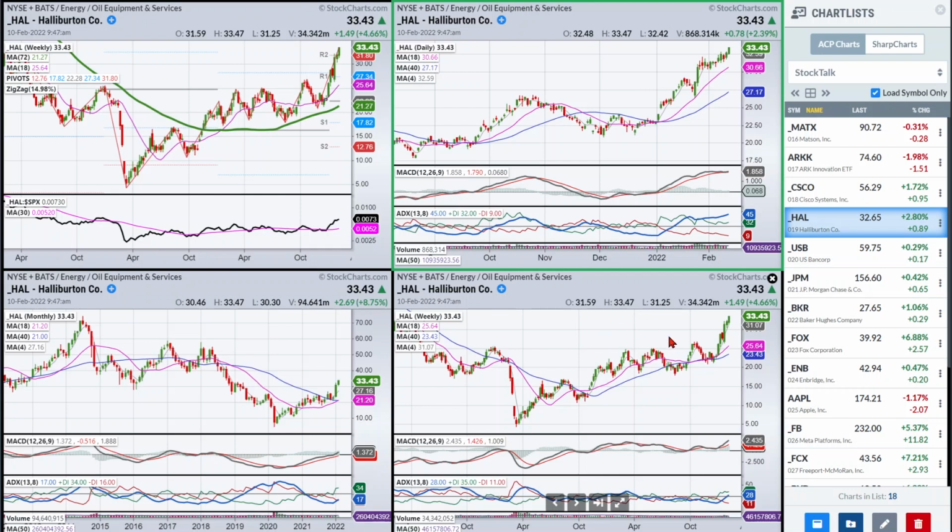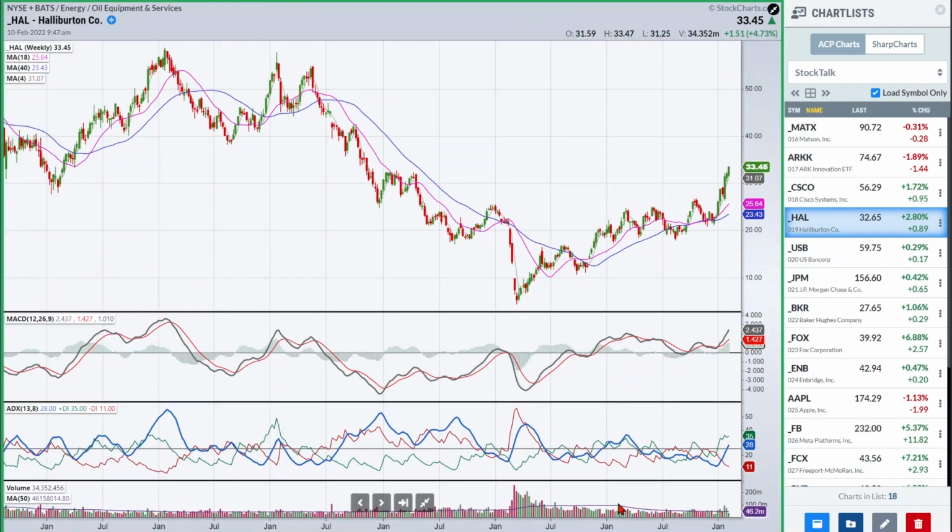Halliburton had a really nice breakout move. The breakout occurred probably in the high 20s, maybe 30, something like that, and we've had really nice follow through. Let's focus in on the weekly chart here. Nice breakout. Look at the MACD reversing at the 0 line, and then we had a low ADX condition that's now moving to the upside, has moved up to 28, but is rising really well, and good price volume action, strong price bars and good volume.